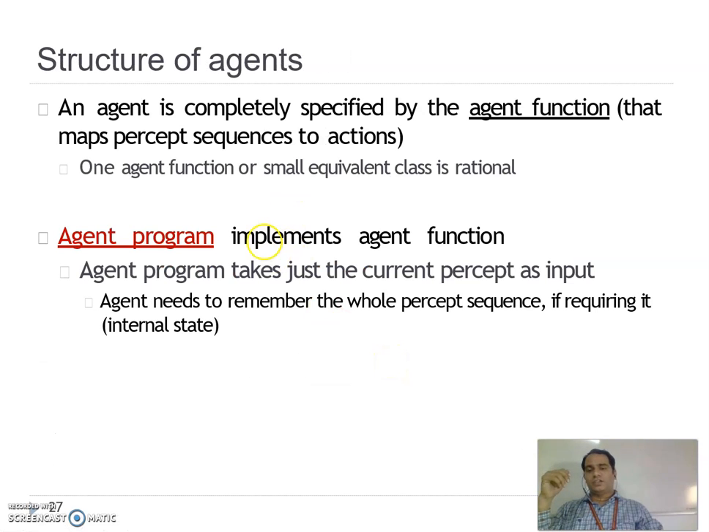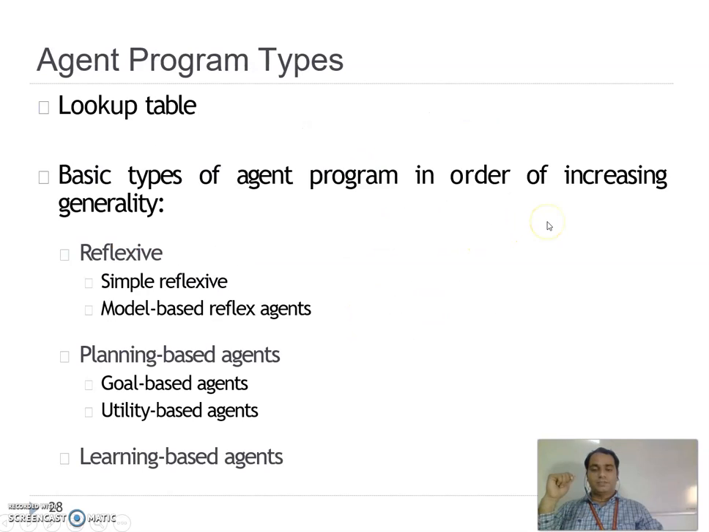Now, the structure of agents is completely specified by the agent function that maps the percept sequence to the actions. One agent function, or a small equivalent class, is rational. The agent program implements the agent function. The agent program takes just the current percept as an input. It doesn't consider the whole percept sequence. Though the agent needs to remember the whole percept sequence, it considers the present percept only. And maybe in certain cases, to maintain the percept sequence, it may need some internal memory.